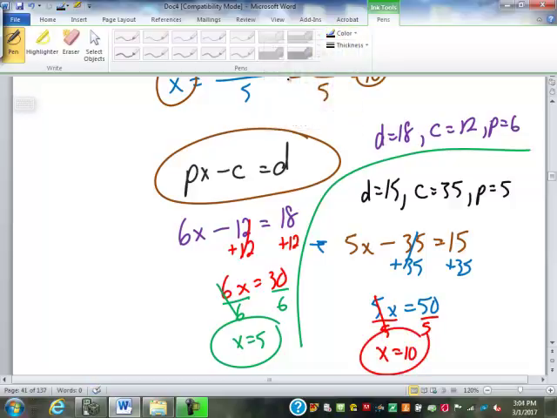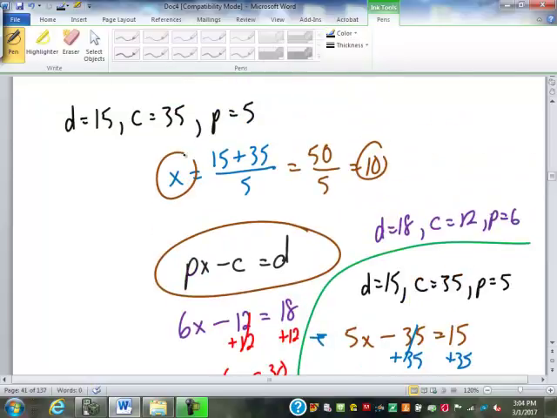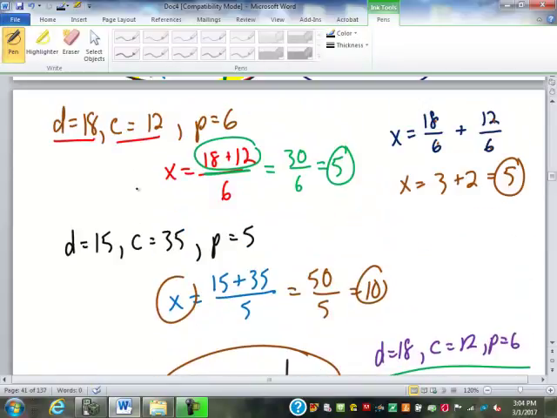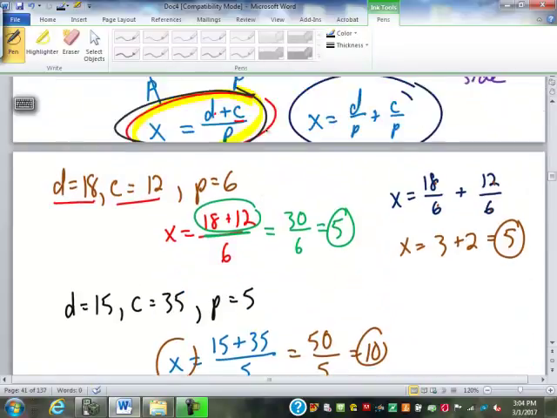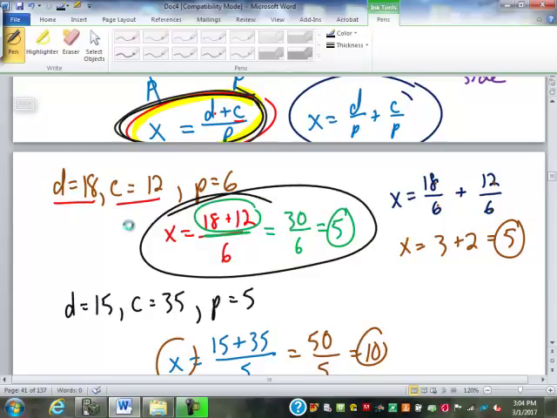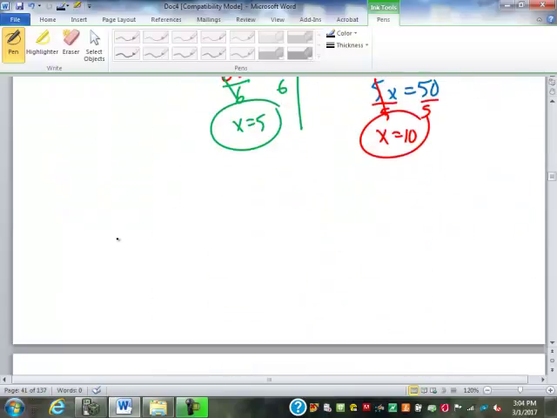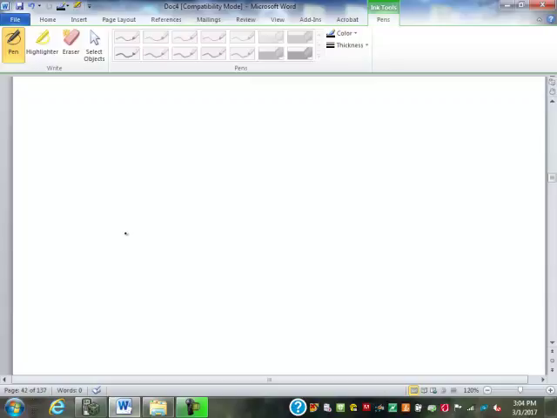So we get the same answers we did before, but you can see it's quite a bit less work once we have the formula rearranged to be x equals D plus C over P, to just plug in the numbers and solve. So if we're going to be doing a lot of those different numbers, it's much easier if we rearrange that formula. So let's look at some other examples here.